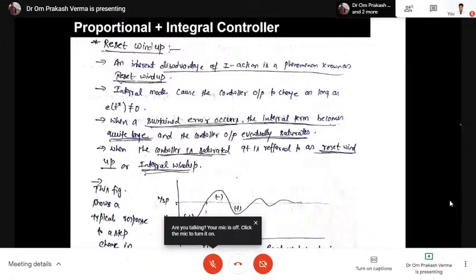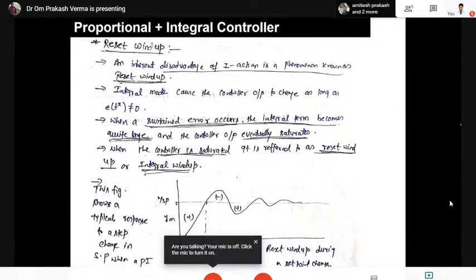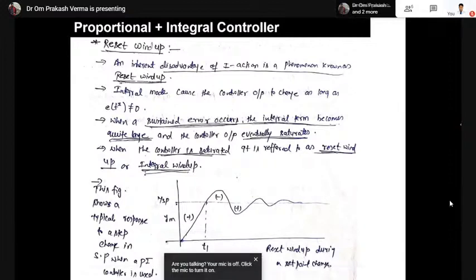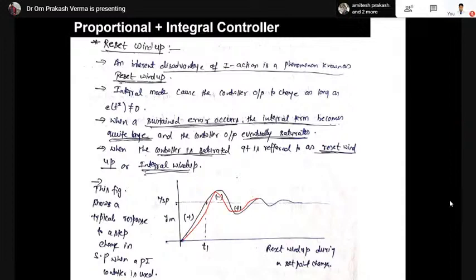Okay, so that is your reset windup. There is one more problem in your integral controller. As I said, integral controller has some sustained oscillation. This oscillation will continue until the error is minimized or settles down. The integral term will act for that period.